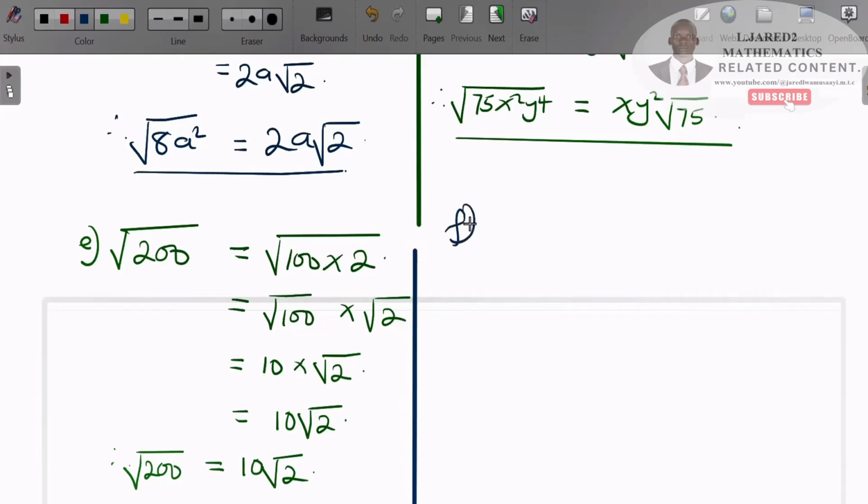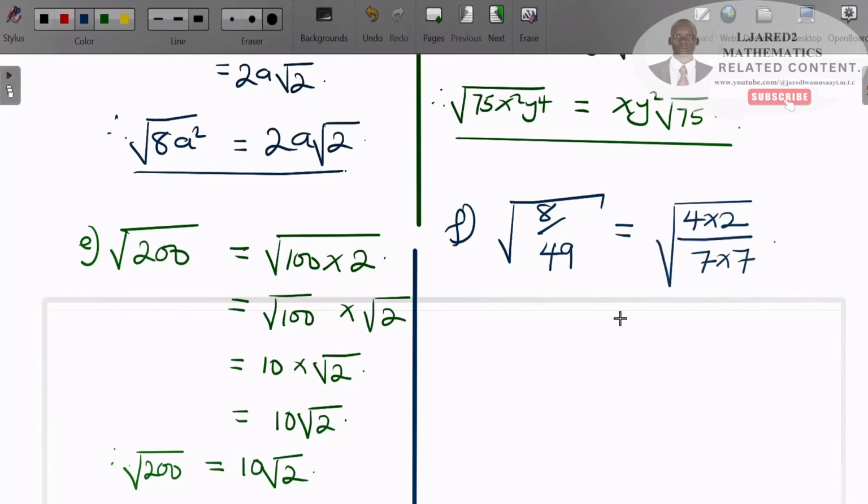For F, we have the square root of 8 divided by 49. This is the same as having 4 multiplied by 2, but we have the square root divided by the same as 7 multiplied by 7. So we can distribute the square root.